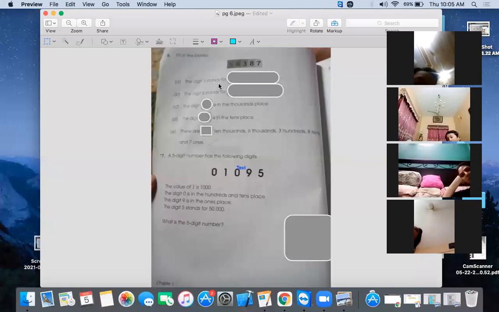The question number 6 is your homework, and question number 7 we are supposed to do in the class. So let me explain you first question number 7, then I will explain your homework. Question number 7 is a 5-digit number that has the following. This question is just like a riddle.